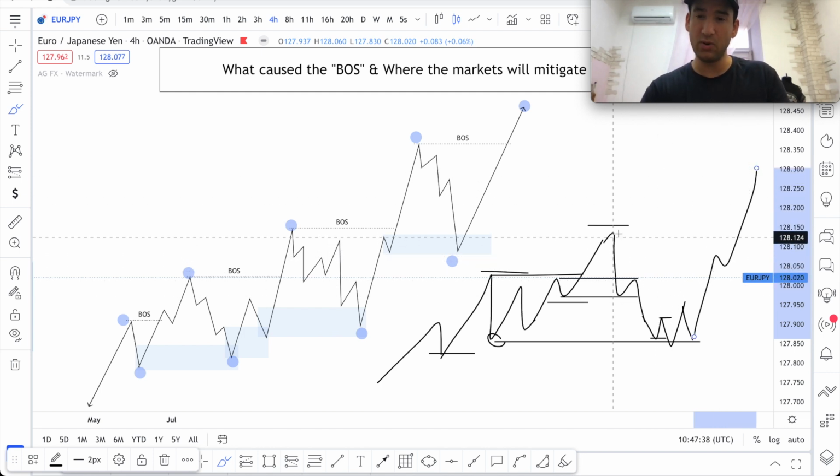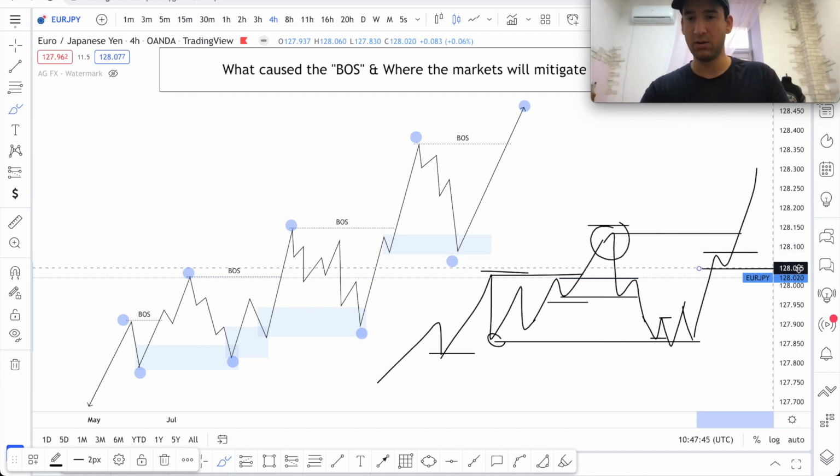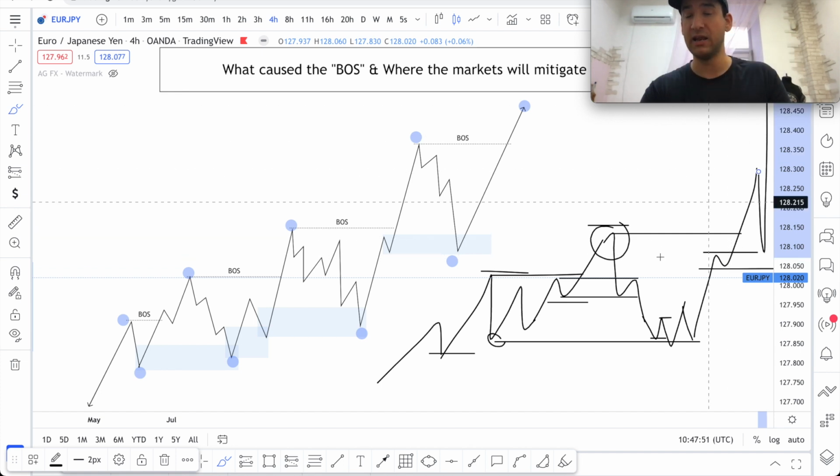And now we have to see, well, what broke that? What caused this break of structure, right? Well, it was this low here. This is where price extended. This is where price broke structure. Now we'll wait patiently again for price to come back and extend, mitigate, and then extend again.